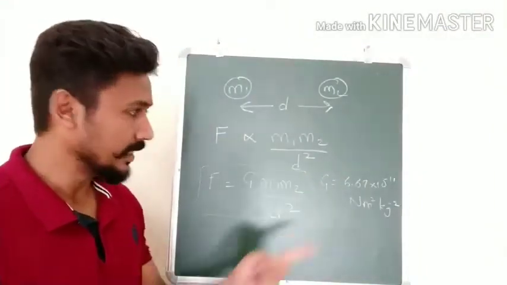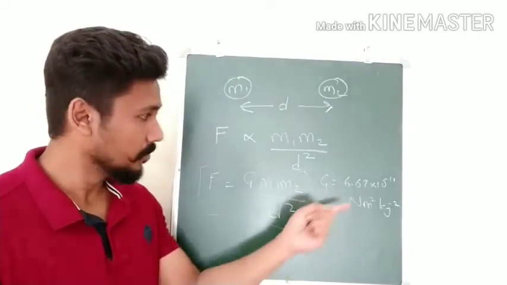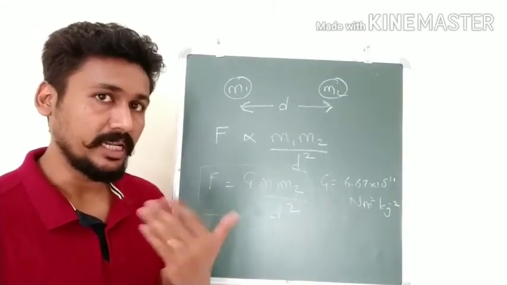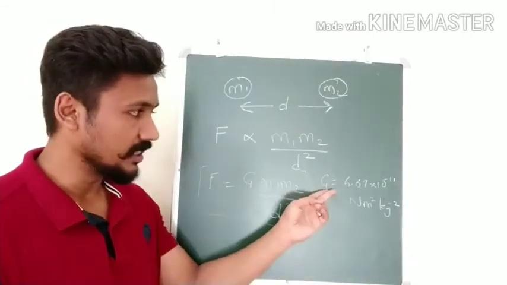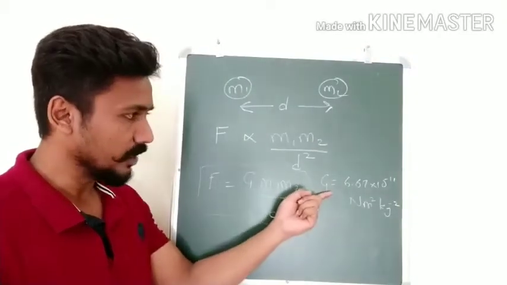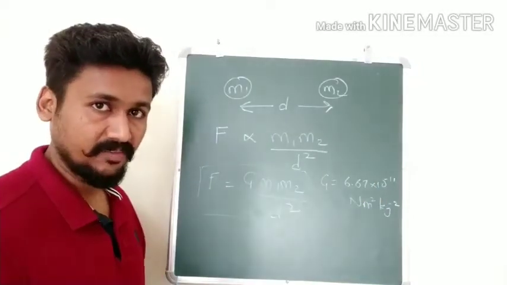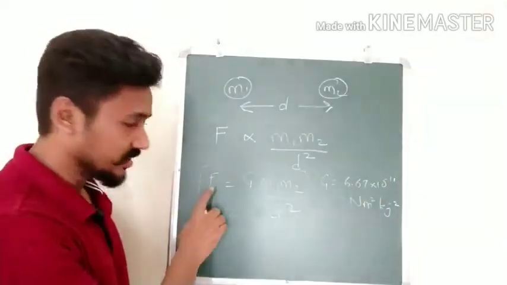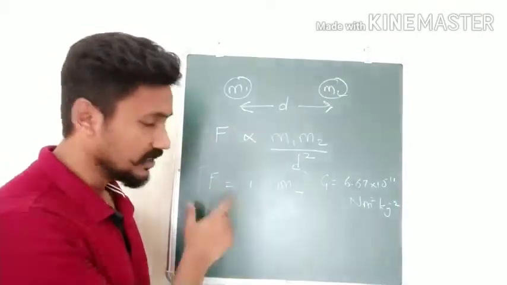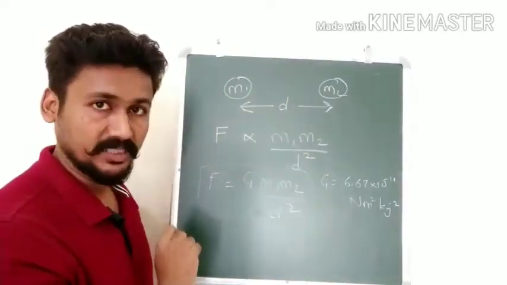Now of course you may be asking, how do we figure that out? There are a number of experiments that we can perform to find out, but for our level that will be very difficult. When you reach higher classes we will actually discuss how this G can be calculated. But for now you have to accept that the value of G is 6.67 into 10 to the power minus 11, and the force of gravitation is given by F equal to G m1 m2 by d square. Using this formula you can find out the gravitational force between any two objects.